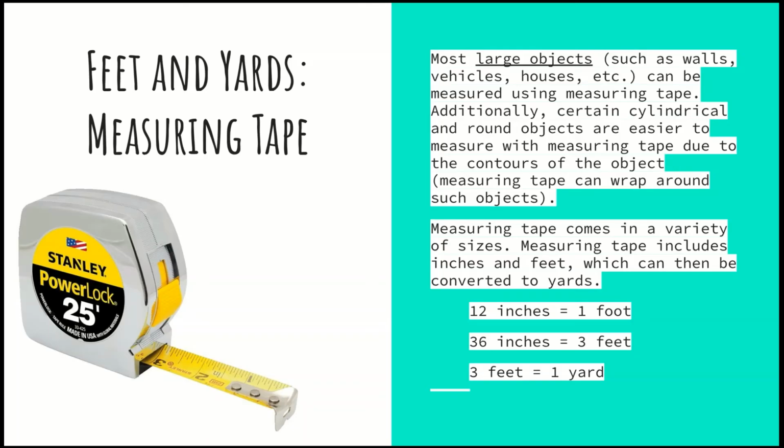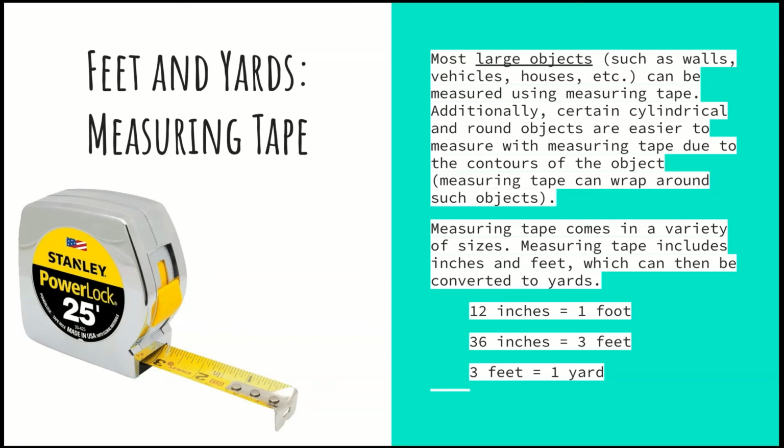So like I said, most large objects, these are like walls, vehicles, houses, they can be measured using measuring tape. Additionally, certain objects, such as those that are cylindrical or round in nature, are easier to measure with measuring tape due to the contours of the object. And so measuring tape is great because it can wrap around these objects and give you a more accurate measurement. Whereas if I used a yardstick to measure something cylindrical, that wouldn't really make so much sense because a yardstick, unfortunately, is flat. It is not pliable. I can't bend it. Okay, but I can contour, I can adjust measuring tape to fit the shape of my container or the shape of whatever I'm measuring.